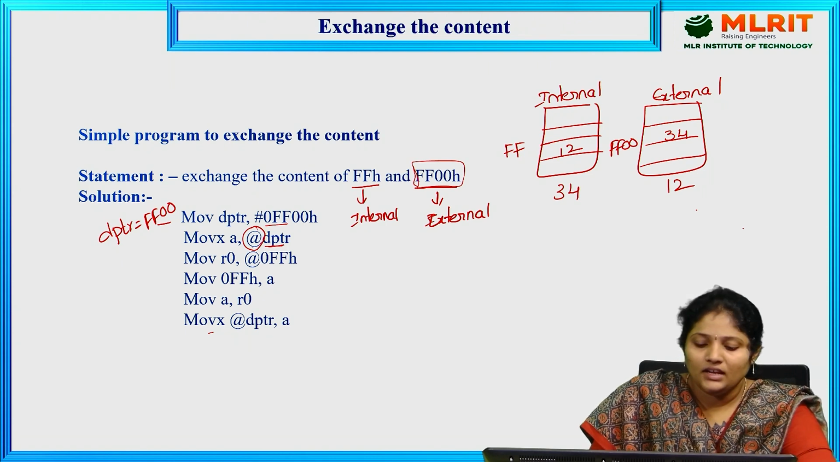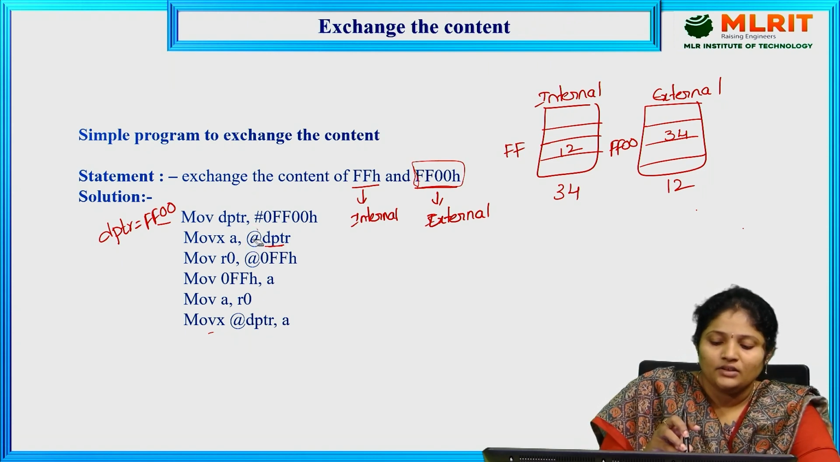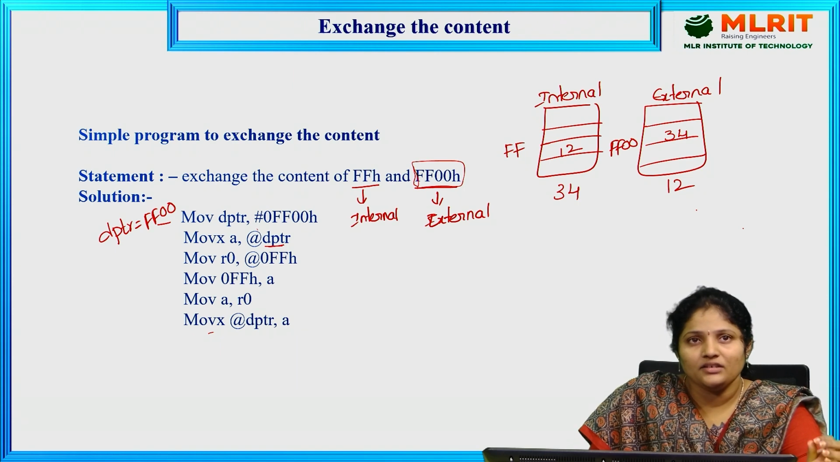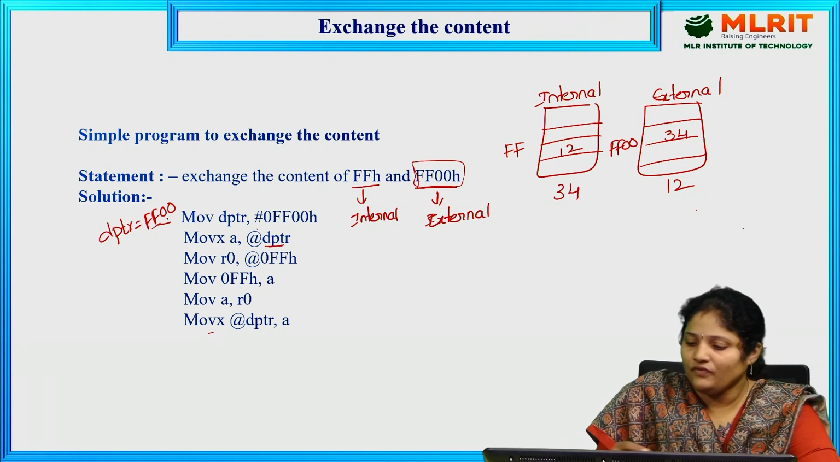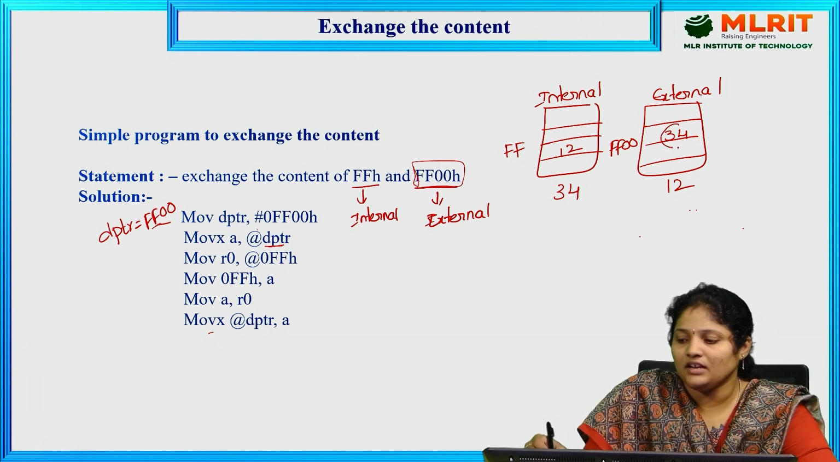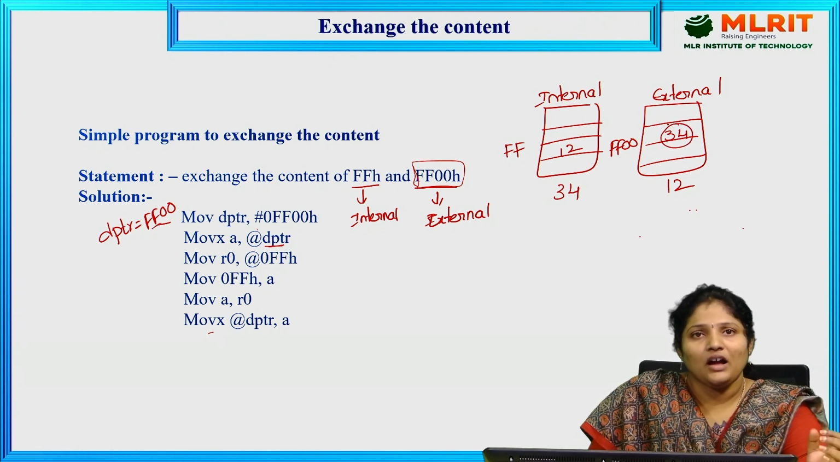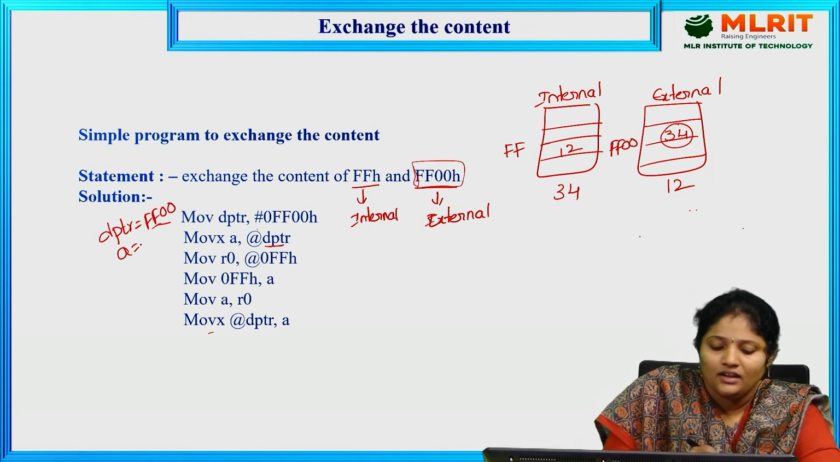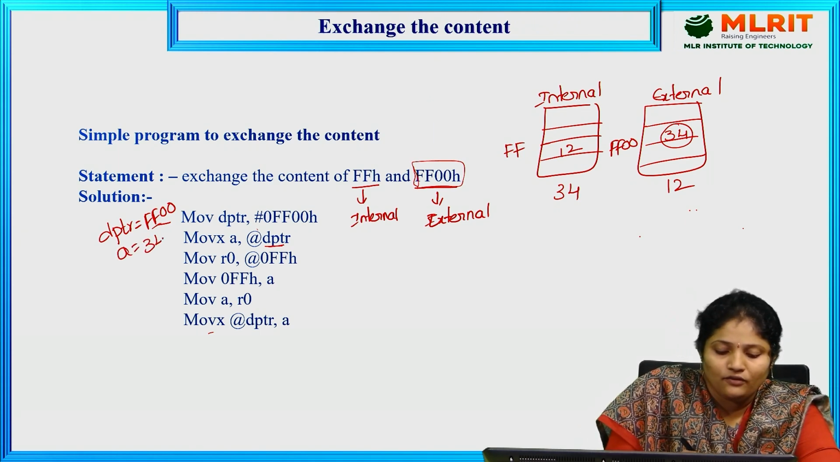That's why here I have been using @. So @ indirectly refers to the data at that particular address. Here the DPTR is having one address, and the data present in that address should be moved to the A register. So what is the data present in FF00? It is 34. So after execution of this second instruction, what is the value present in A? A is loaded with 34.